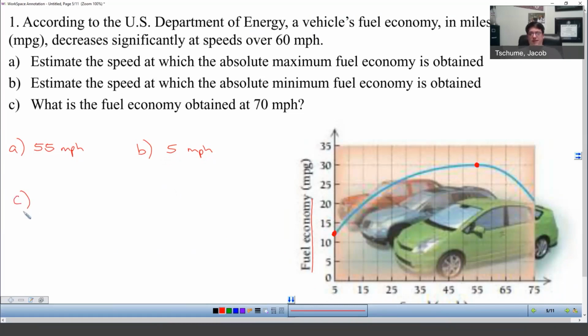And then finally, part C, being able to go the other direction is also helpful. So how about this? Can you tell me what is the fuel economy obtained at 70 miles per hour? So if I go over here to 70, which is this point right here, and go up, it looks like you're crossing at that point right there. If you look to the left, it looks like you're going to be getting 25 miles per gallon when you are driving 70 miles per hour. That is not a maximum or a minimum, but knowing the x value and finding the y is going to be the big thing in the problems we're about to work. Very good.